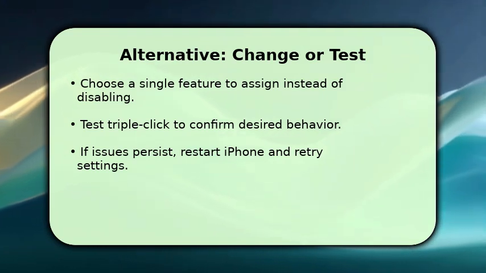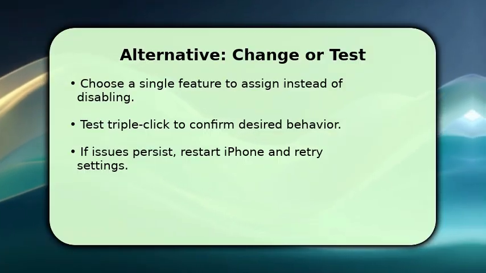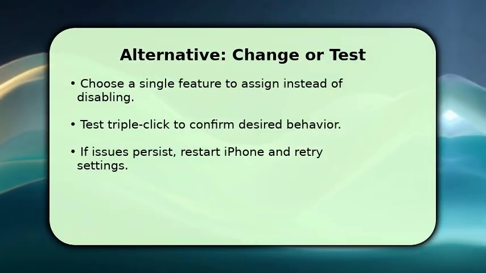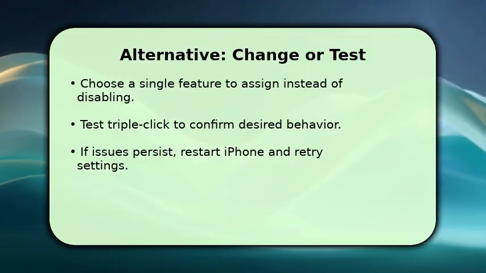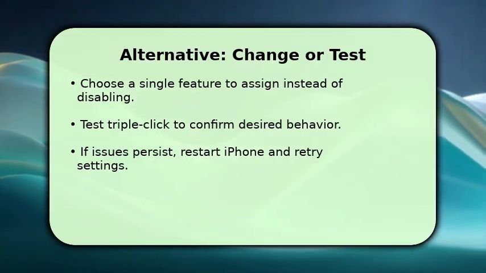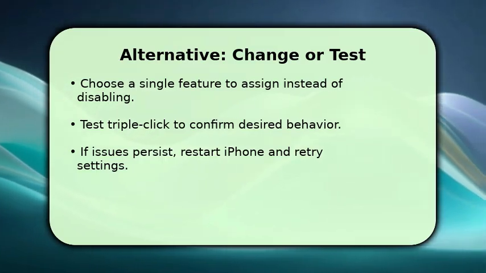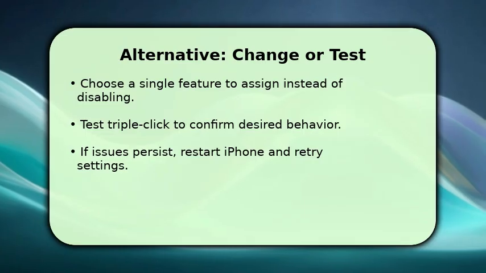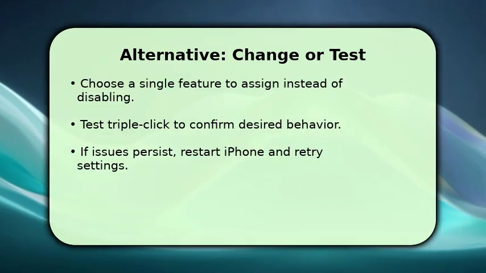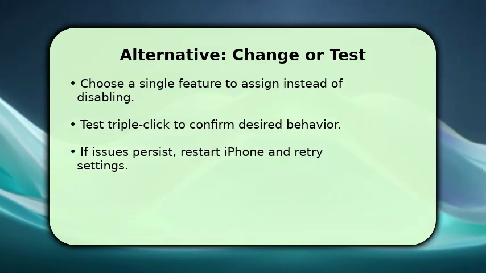Tap one feature so only it remains checked, then press triple-click to confirm the phone launches that feature directly instead of a menu. Make sure to test multiple times. If the shortcut still behaves unexpectedly, restart your iPhone to clear temporary glitches and revisit Accessibility Shortcut to reapply your choices. If problems continue, check.